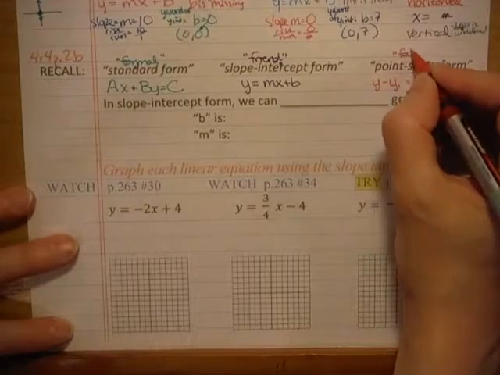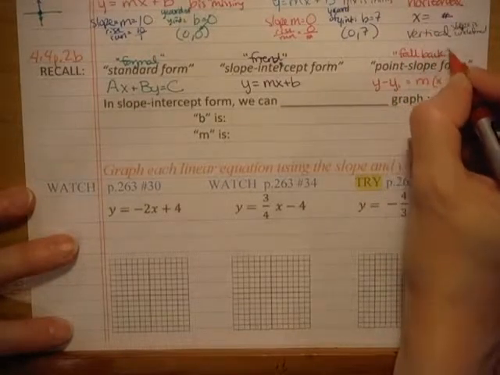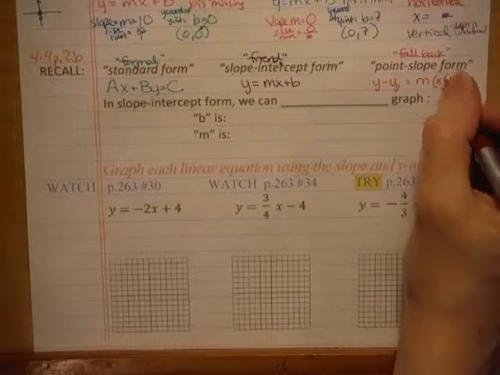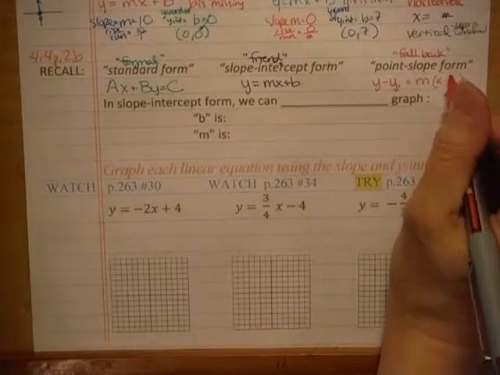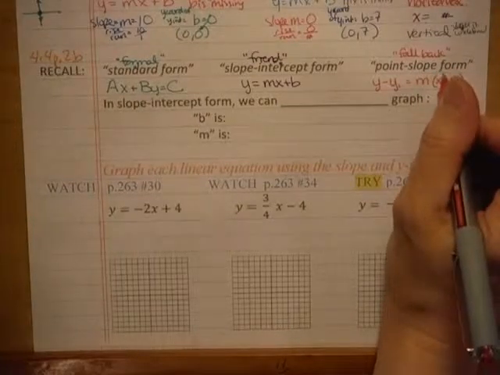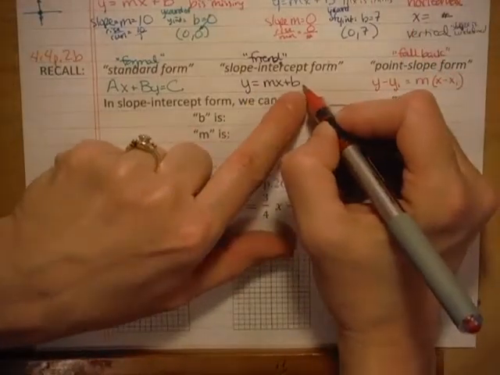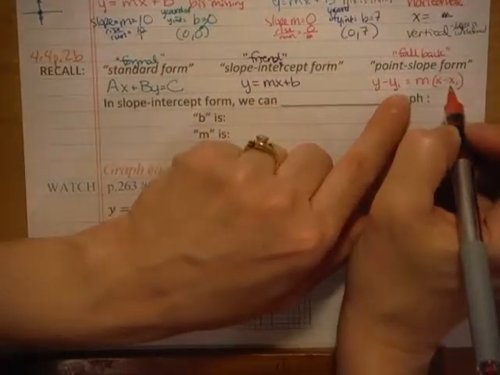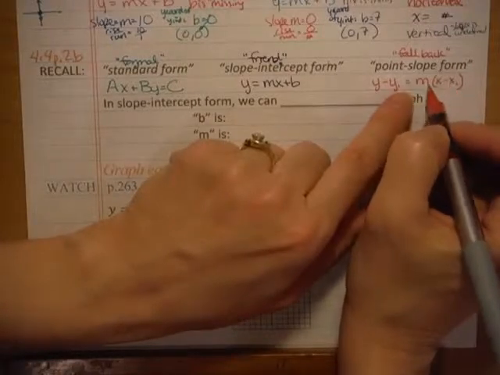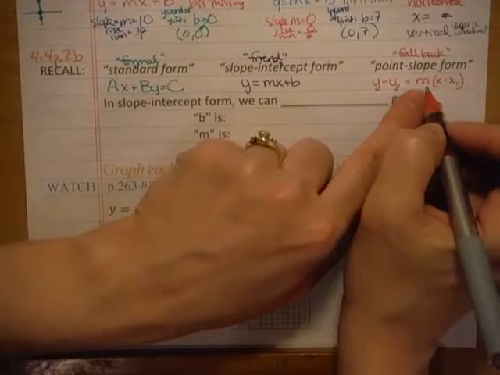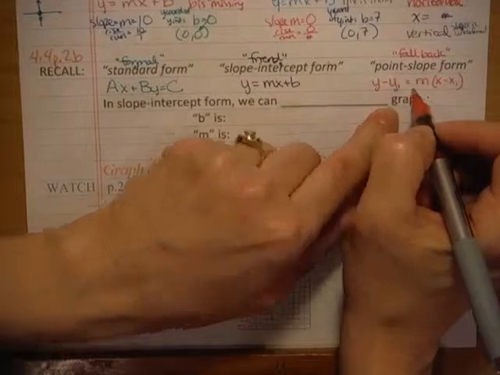This I refer to as your fallback plan. If you're in the middle of a problem, either trying to create the graph or more importantly, usually trying to create the equation from given information, and you don't have the slope and the y-intercept, you'll want to fall back and use this one. And using any point and the slope, you can come up with the equation of the line.